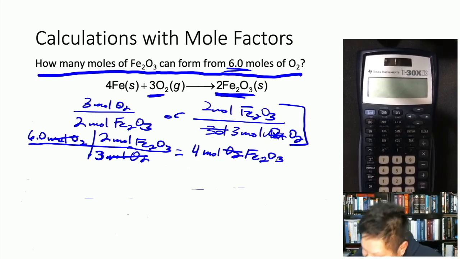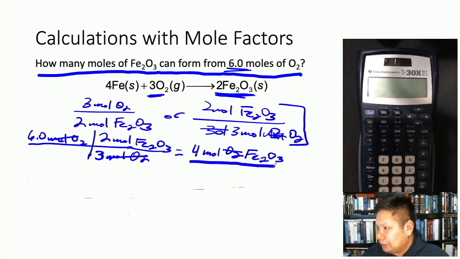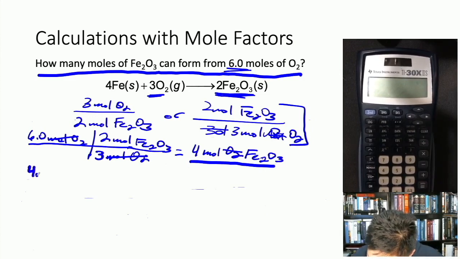We can take this a little further too. Like, how many grams of iron oxide is that? Right? How many grams of iron oxide is that? Well, this is simple, right? Because we already did gram per mole calculations before in the lecture. So let's start out with this. 4.0 moles of iron oxide.